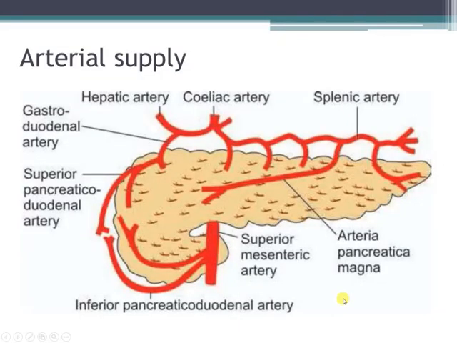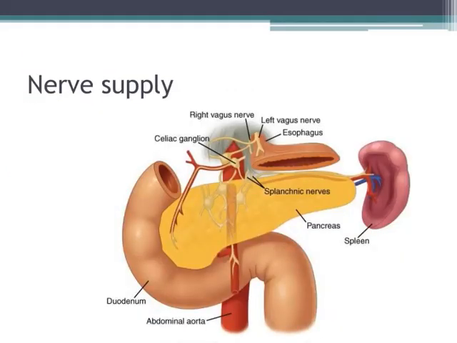On this picture you can see the arterial supply of the pancreas. You see all the arteries supplying arterial blood to the pancreas. The nerve supply of the pancreas is from the vagus nerve. That's why vagotomy has a big role in the functioning of the pancreas.